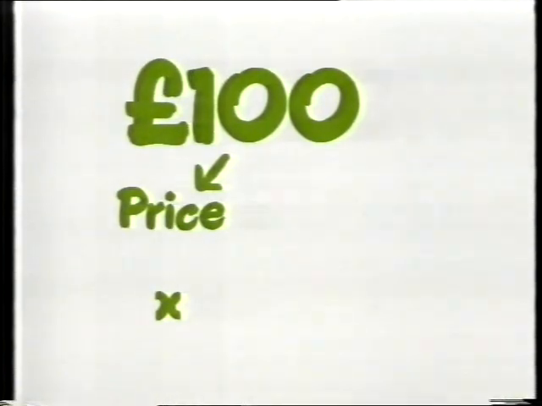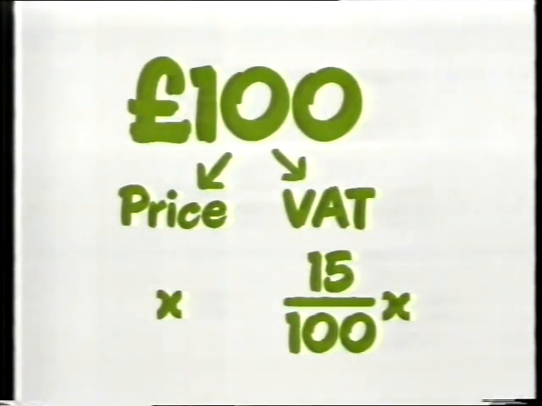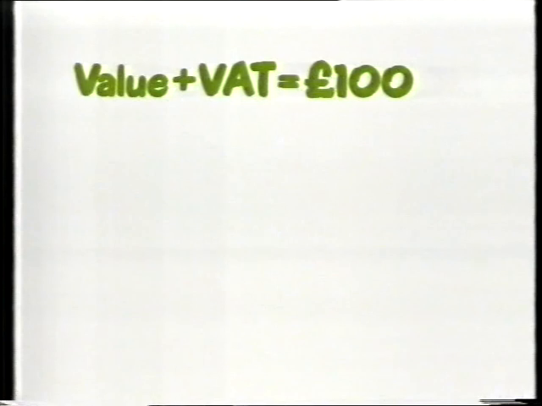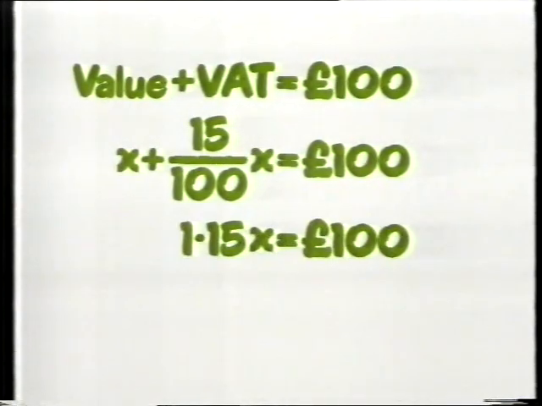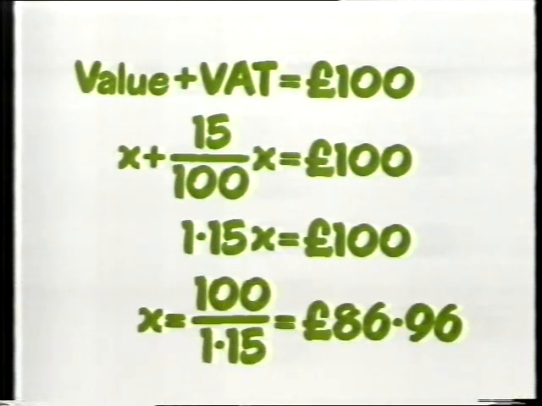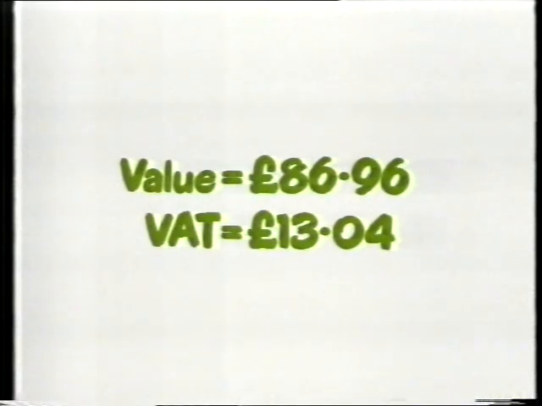The £100 that you were charged is made up of the value of the hi-fi, let's call it X for the moment because we don't know what it is, plus the VAT, which is 15% of X. Now, using this information, we can write down an equation like this. The value plus the VAT must come to £100. So X plus 15 hundredths X equals 100. Or 1.15X is 100, so X is 100 divided by 1.15. That's £86.96. So the value of the hi-fi is £86.96, and the VAT is £13.04 to give our total of £100.